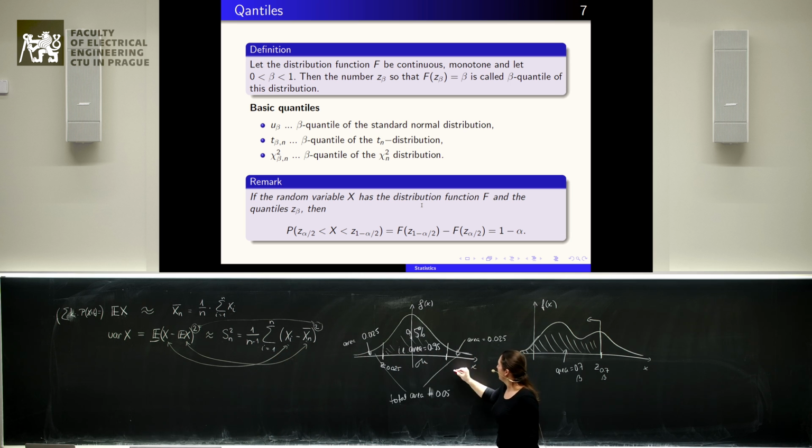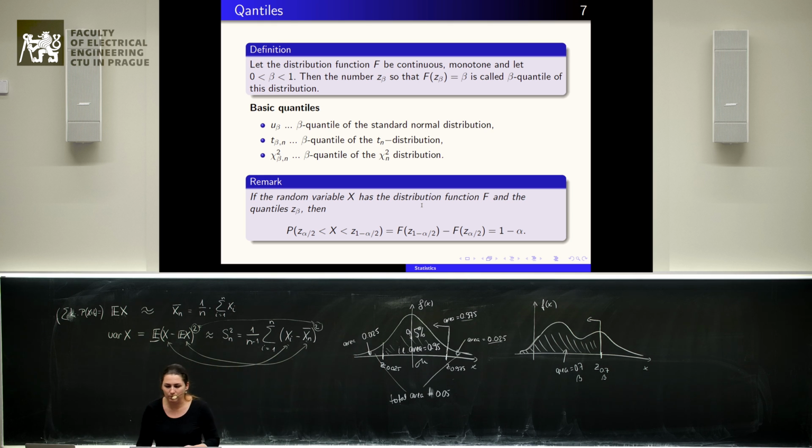On the other side, we have the quantile with the index, and now imagine what happens if the tail on the right side should have the area 0.025, then the area from this point to the left side should be equal to 0.975. These two numbers together give us 1. So it means that the index of this quantile is 0.975. And that's the meaning of the remark on the bottom of this slide.